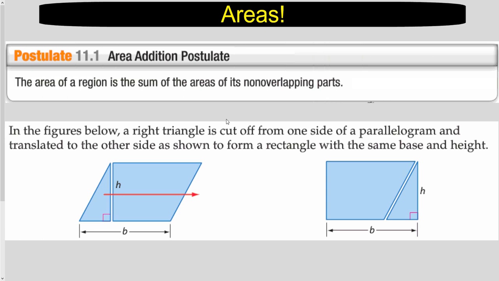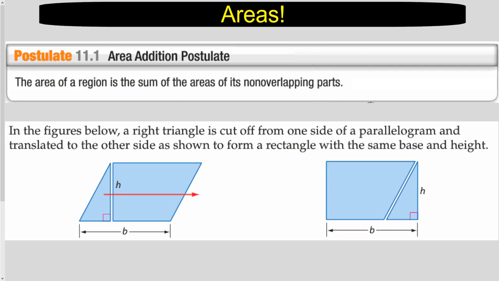Okay, we're going to talk a little bit more about areas, and we're going to look at the areas of some slightly different shapes that we have not yet talked about. So, the area addition postulate says that the area of a region is the sum of the areas of its non-overlapping parts, which means if you cut it up into smaller pieces and add up all of those areas, you get the area of the entire figure, which makes perfect sense.